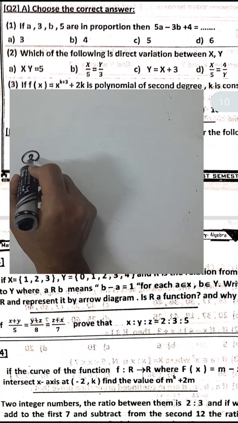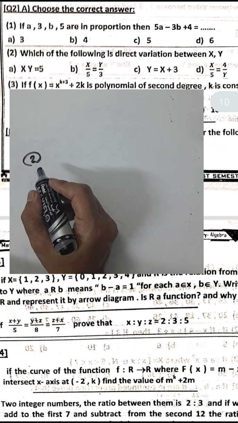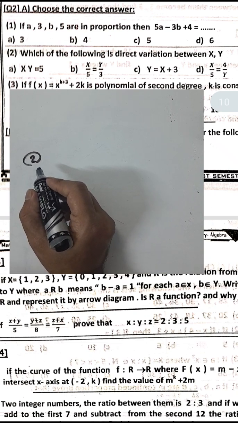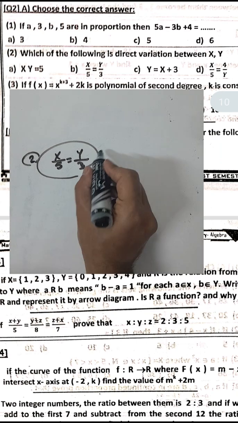Next question, number 2. Which of the following is direct variation between x and y? Direct, we will choose x over 5 equals y over 3. Okay, choose letter B.